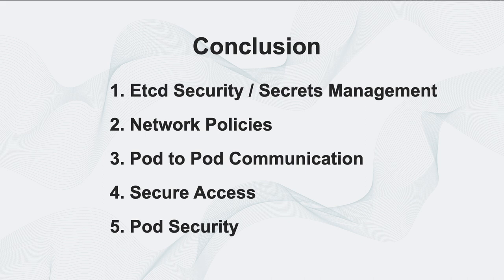So again, 5 things to check on your default cluster is number 1, your etcd security or secrets management. Number 2, network policies. Use network policies. Number 3, pod-to-pod communication. Make sure that's being encrypted. Number 4, secure access. And number 5, pod-level security.